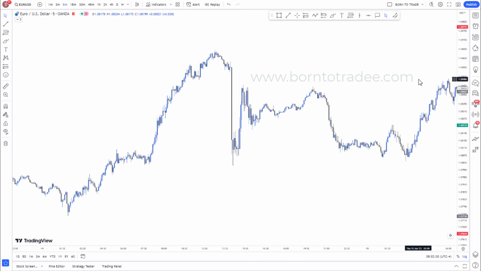The most important thing I want you to note is that inducement is a liquidity resting before a POI. That is a liquidity resting before a supply or demand zone or your order block. So I'm going to show you examples before we move to a live chart. Let me show you a live example.